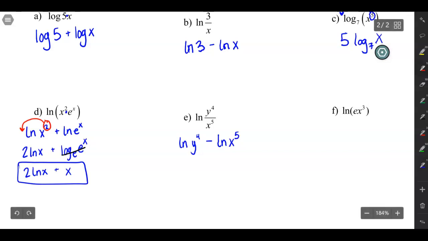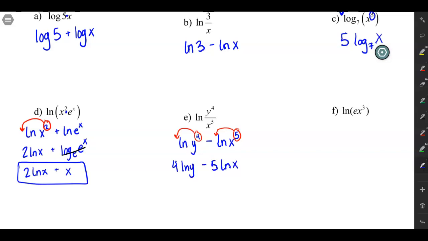Now I need to get rid of all my exponents. So I'm going to take this 4 and put it in front of its logarithm, and this 5 and put it in front of its logarithm. So you have 4 natural log of y minus 5 natural log of x. Now one thing you want to be careful of is that whatever exponent you pulled off of one logarithm only goes in front of the logarithm it was pulled out of.